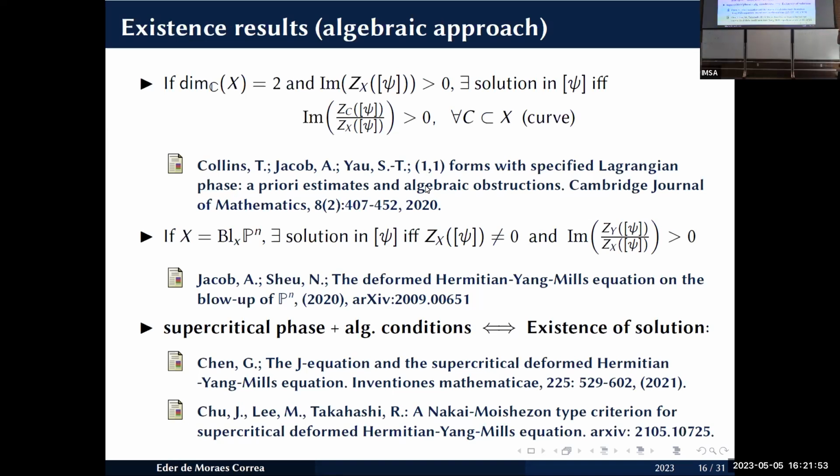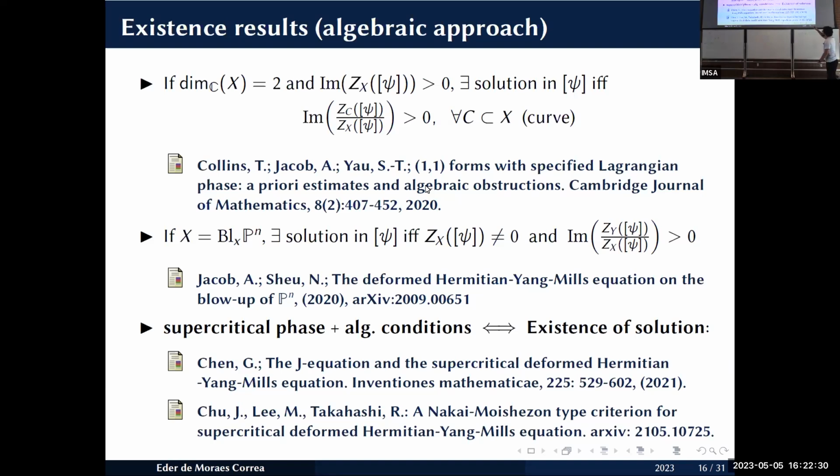So we have the existence of solution equivalent to certain types of inequalities involving the central charge. In dimension 2, we have this result from Collins, Jacob and Yau. We have a result also for the blow-up at a point in the case of projective space. And we have more general results here. The assumption is supercritical phase plus some algebraic conditions.